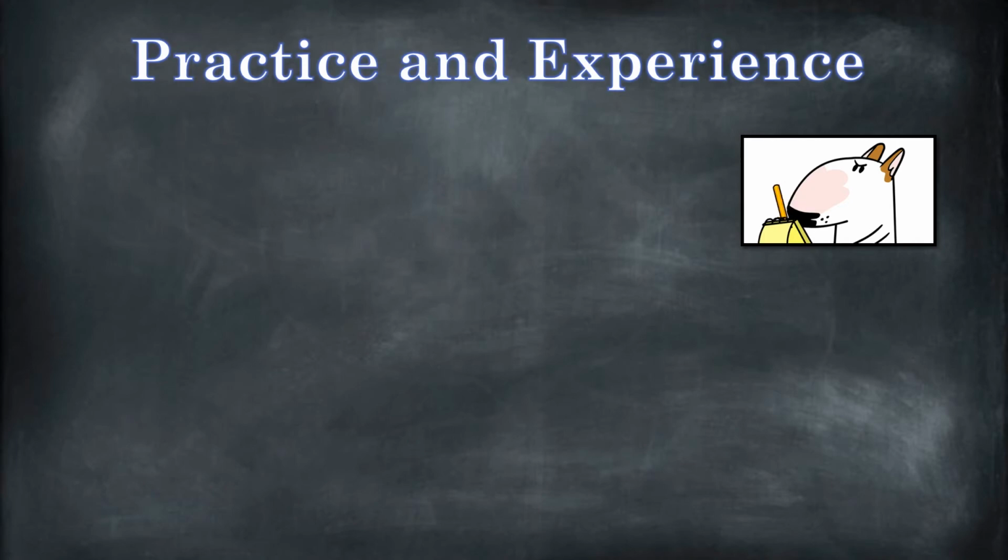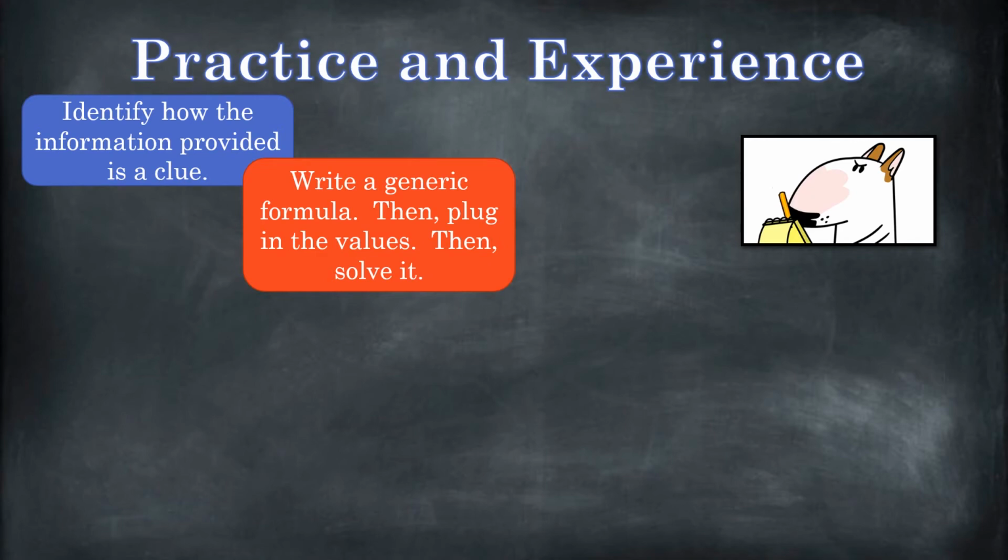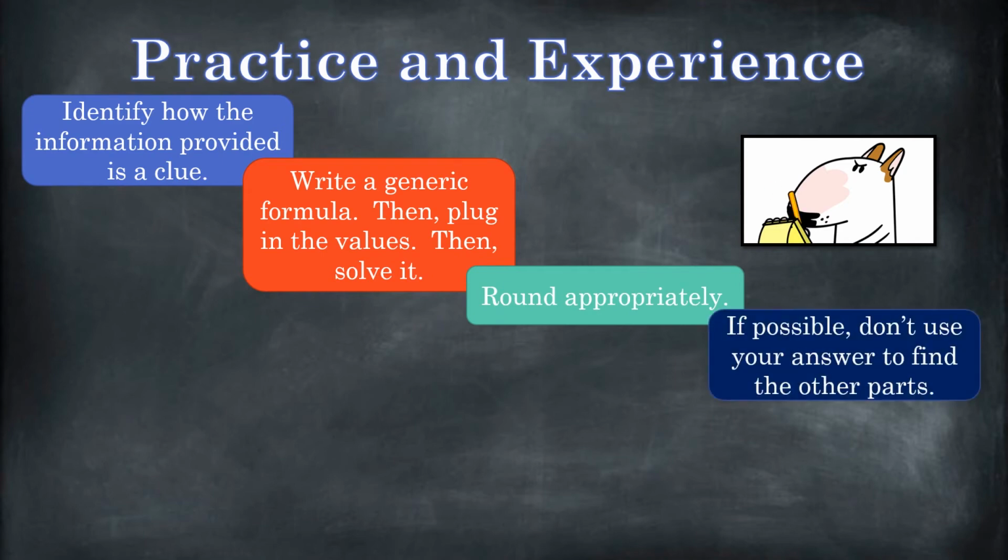There's really nothing different with any of these examples. The clues they give you, the information they provide, is going to be related to the things you need to find differently, but really, it's all about identifying how that information that you're provided is a clue to what it is you need. Then you write down your generic formula, you plug in your values, and you solve it. You don't use your calculator until the last step, and then you round it. Then you have to be careful. You don't want to use your answers to find other answers if you can avoid it. Sometimes you have to, but if you can use the information they provided you, then you don't end up making a double mistake, and that's good.